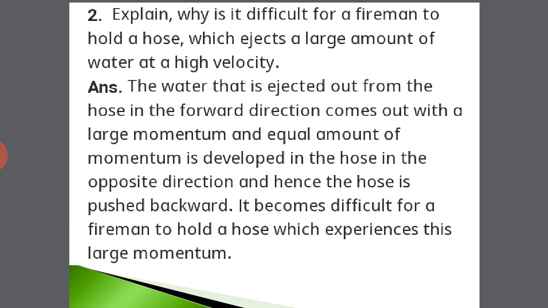Next question. Explain why it is difficult for a fireman to hold a hose which ejects a large amount of water at high velocity. The water that is ejected from the hose in the forward direction comes out with a large momentum, and an equal amount of momentum is developed in the hose in the opposite direction. Hence the hose is pushed backward. It becomes difficult for a fireman to hold a hose which experiences this large momentum. Momentum acts in both directions: one, the water coming out with large velocity in the forward direction, the other acting in the opposite direction, which makes it difficult for a person to handle the hose which ejects a large amount of water.